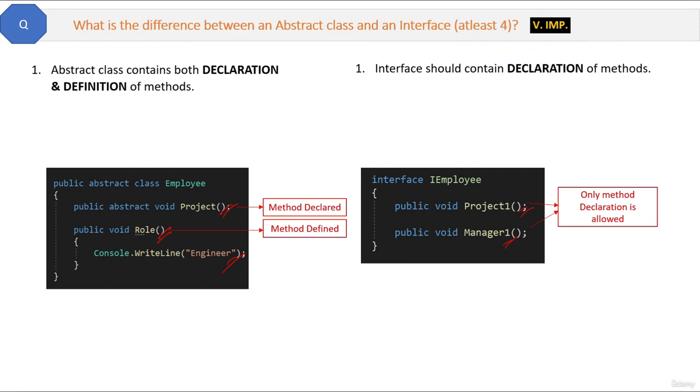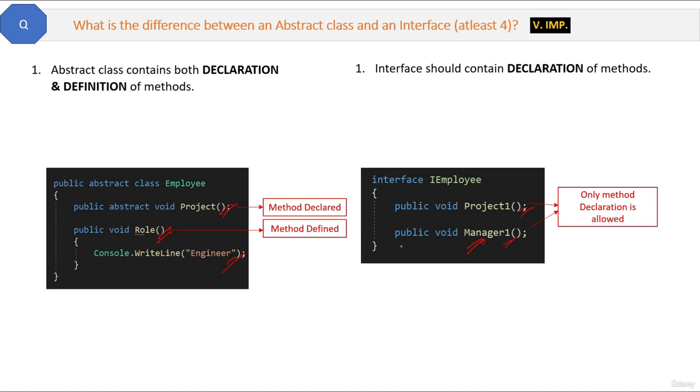Now there is one very interesting point here. As per the latest versions of C#, now C# allows you to define the body of the interface methods also. So method body is possible in interfaces. But why did Microsoft allow definition or body for methods in the interfaces? The reason, suppose you have a very big project, an employee management system. Initially you created this iEmployee interface there with the declared method. But after 1 year you realize that this manager 1 is a concrete method now.